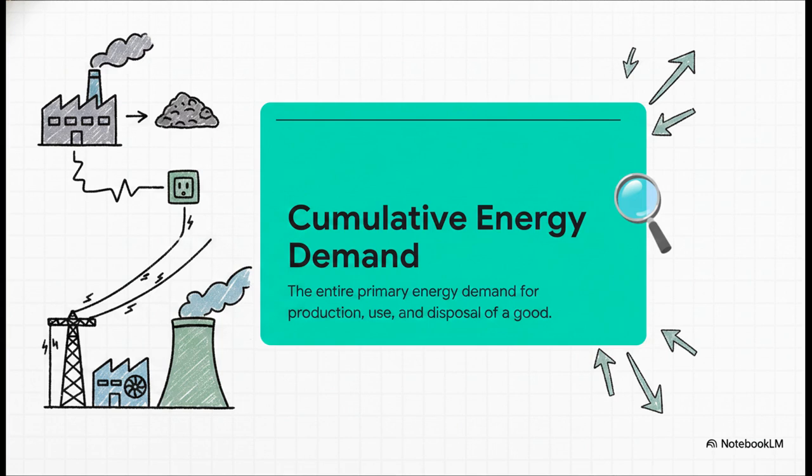This means we aren't just tracking the final energy, like the electricity you use at the plug to run a machine, but the massive, hidden primary energy required to extract the fuel, build the infrastructure, and generate that electricity in the first place. If your factory runs on electricity, the CED forces us to ask, what burned to make that electricity, and how much energy was lost in the transmission lines just getting it here?